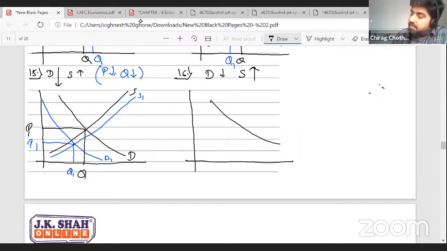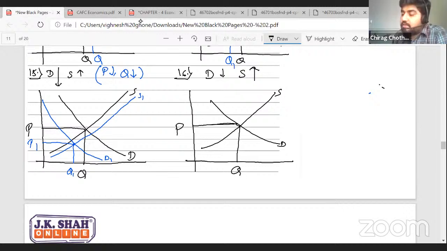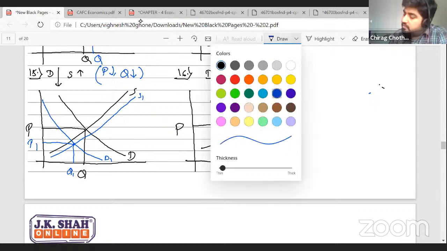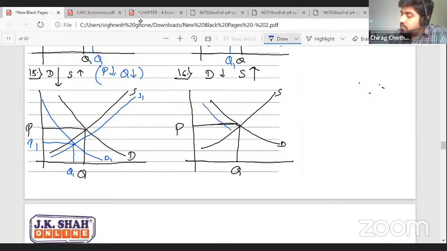So this is my demand curve and this is our supply curve. This becomes our equilibrium quantity and equilibrium price. Okay, now look at the demand curve and supply curve. The demand here has to decrease, so it will go where? It will go towards left. So we will be getting new demand which will go towards left.